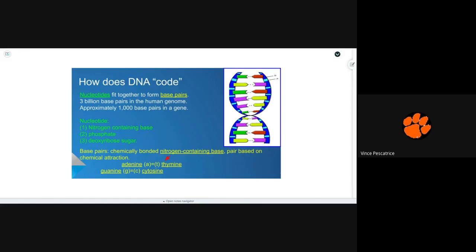All right, so nucleotides fit together to form base pairs. The colored little slices, tabs on the side of each helix are called the nucleotides. They form base pairs, meaning this side is a base, and it forms a pair with something on the other side, a base pair. In a gene, there are 1,000 of them, but in the human genome, that's all the instructions to make a human. There are 3 billion base pairs. So there's a lot of this going on inside of you.